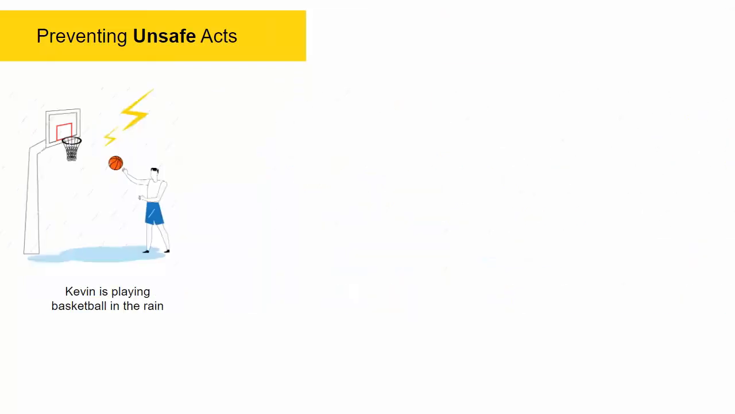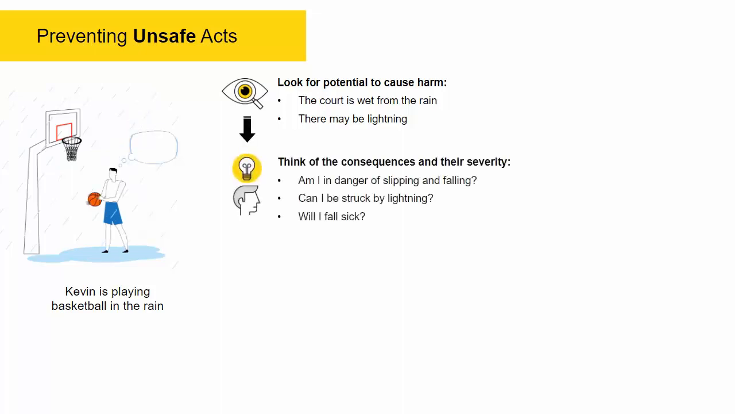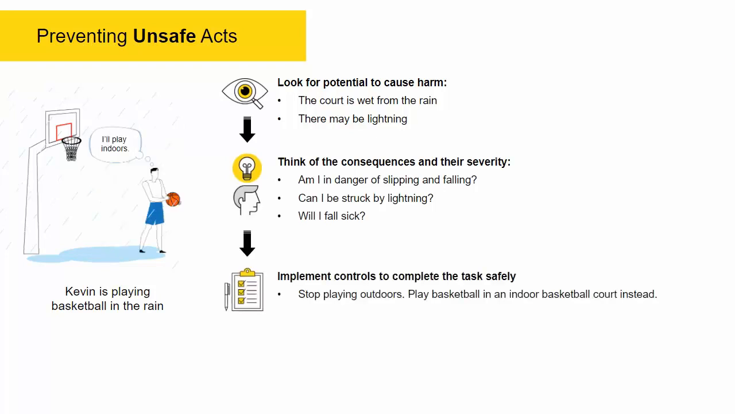In this second example, before Kevin starts playing basketball, he should look out for possible dangers. In this case, the surface condition of the court and the possibility of lightning. He should think of the consequences of playing outdoors in the rain. He can decide on a safer alternative action.